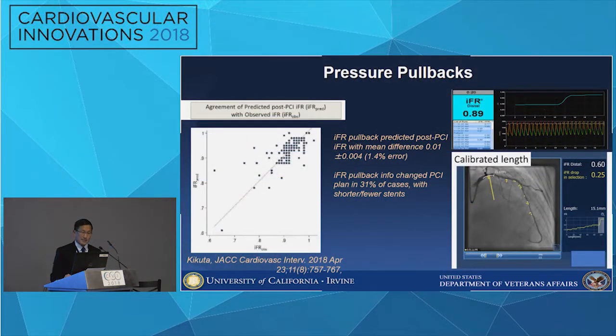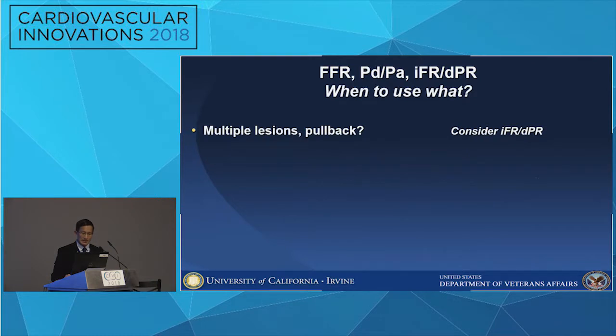And that was demonstrated in this study published this year, the iFR GRADIENT study, which showed that you could predict what your iFR would be after fixing a single lesion by using the pressure pullback technique and finding that you could basically predict what it would be, and the error was very low, 1.4%. So that's the potential advantages.